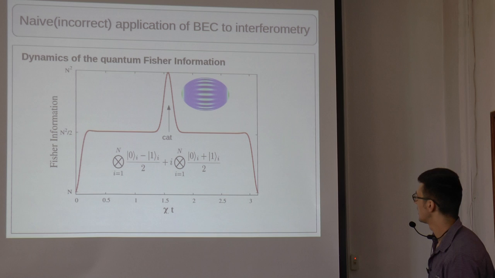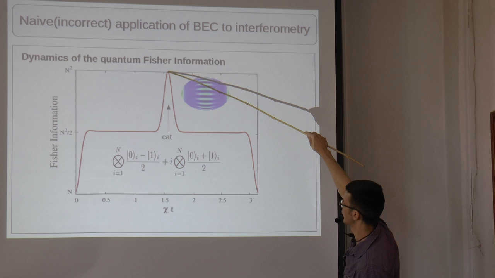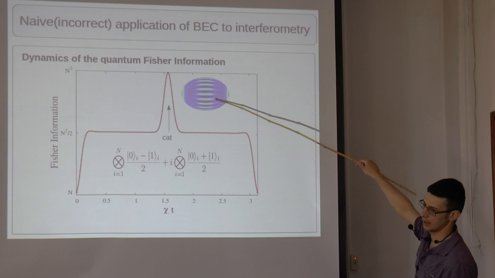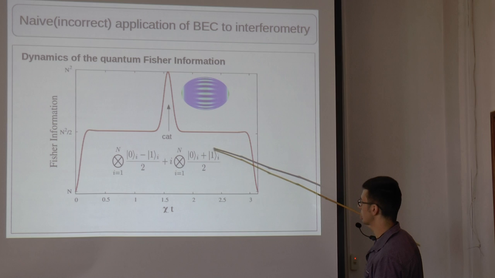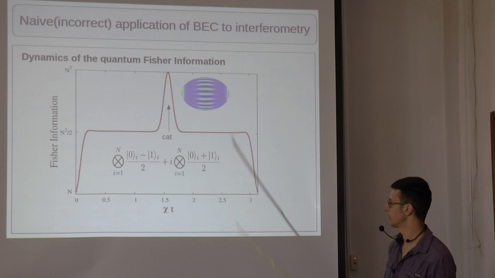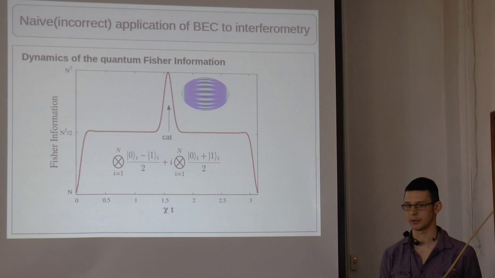And in this evolution, the state which appeared for Kt equal pi over 2, the state which corresponds to the maximal Fisher information, should be a cat state. Where this cat, as I said before, is the superposition of all atoms in 0 plus 1 plus all atoms in 0 minus 1. So all qubits are pointing in one direction of the Bloch sphere, plus all qubits are pointing in the opposite direction of the Bloch sphere. This is the cat.